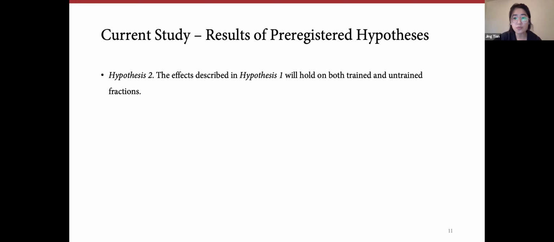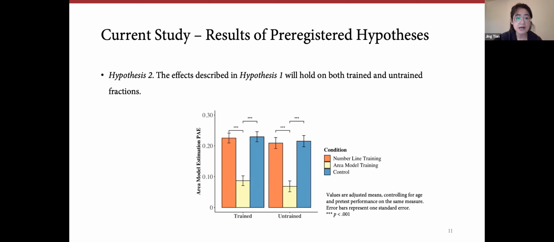We then explored whether the training effects were the same for both the trained and untrained fractions. Some of the fractions in the pre and post tests were involved in the training and some were not. As we were hoping for, children who received the area model training did improve on both the trained and untrained fractions on area models.